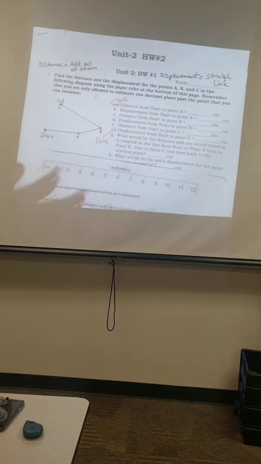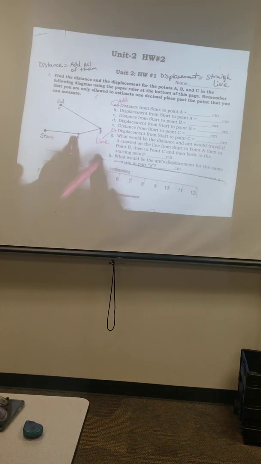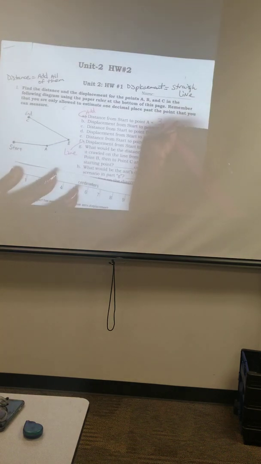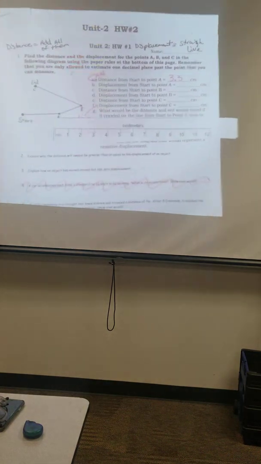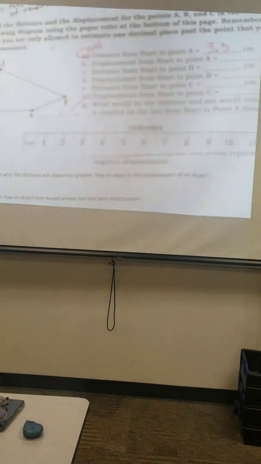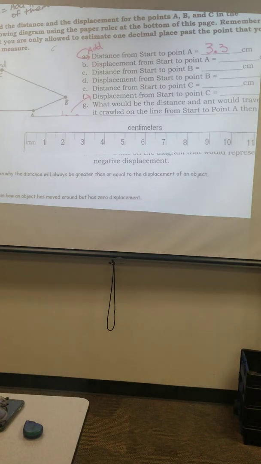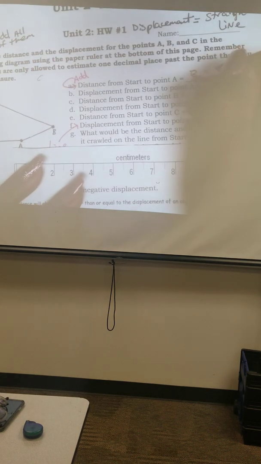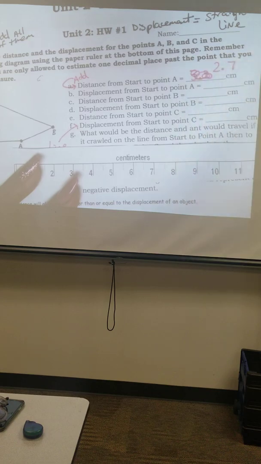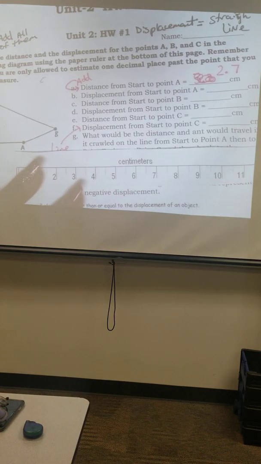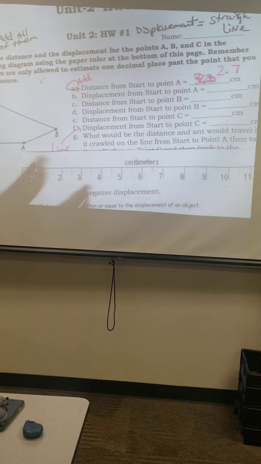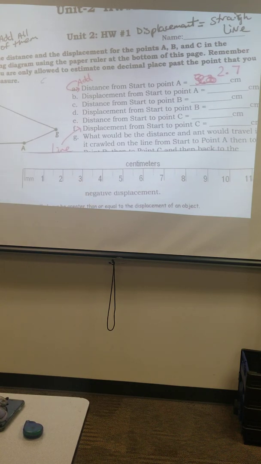It says here that the distance from the start to A is going to be what? I got 3.3. I got 2.8. I got 2.7. Is it okay if we're one off? Because I got 2.8. So here's what I do, and I'm glad she brought that up.